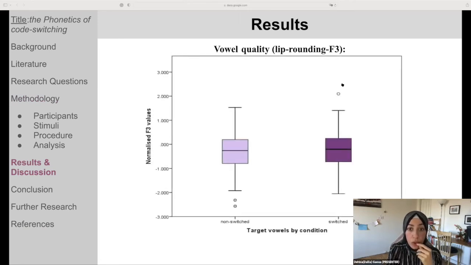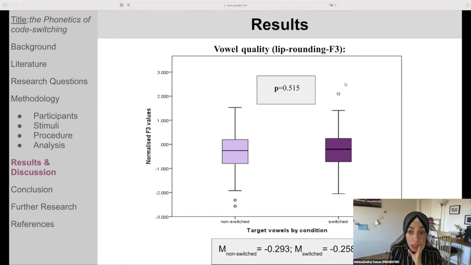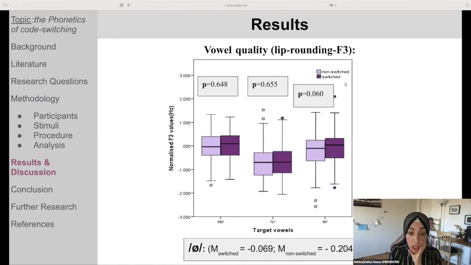Okay, the results. Overall, for vowel quality, we found no significant difference between the vowels across the conditions; the light purple is the non-switch condition and the dark purple refers to the switch condition. The same thing when we looked at the individual vowels: no significant differences across the conditions, except that the closed mid vowel here approaches significance. It didn't really show a significant difference, but it approaches.